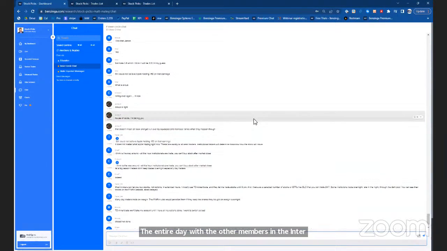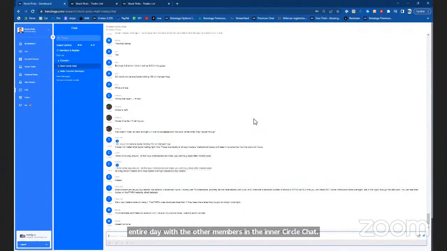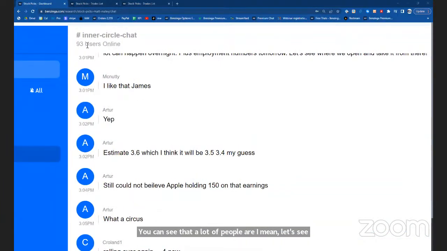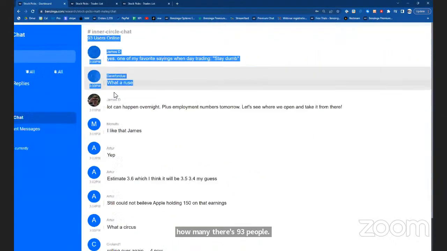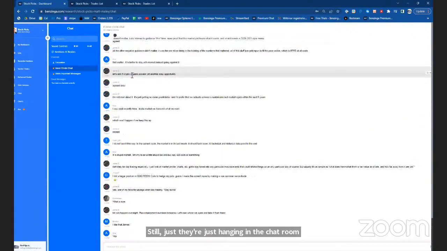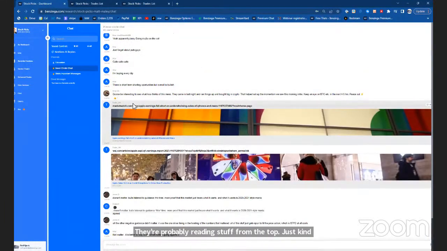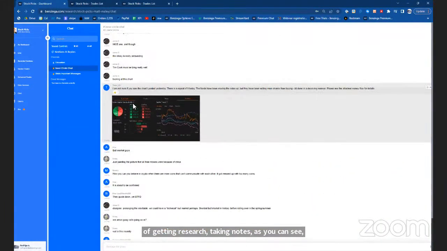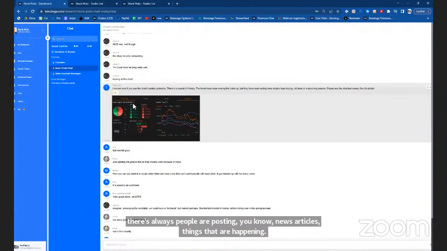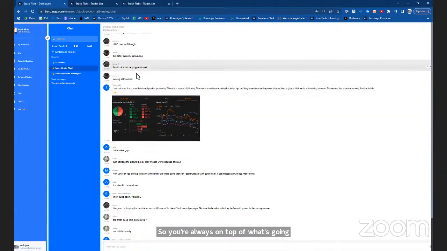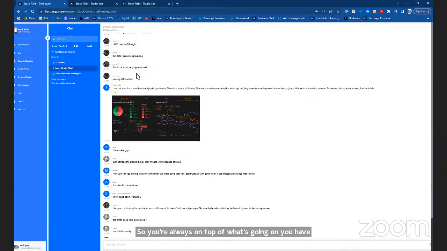You can see that a lot of people are, let's see how many. There's 93 people still just hanging in the chat room. They're probably reading stuff from the top, getting research, taking notes. As you can see, there's always people posting news articles and things that are happening, so you're always on top of what's going on. You have hundreds of people here that are helping you out.